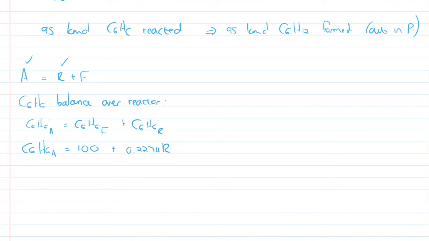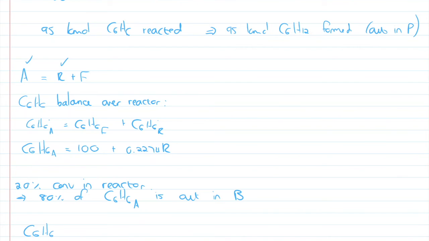Now, I know the conversion, and that is the next thing that I will be using. I have a 20% conversion in the reactor. So if I have 20% conversion, it means 20% of the benzene was consumed, which means that 80% of the benzene that we fed to the reactor, which was the benzene in A, comes out in stream B, because only 20% of that benzene fed was actually converted. So the benzene in B is 80% of the benzene in A.